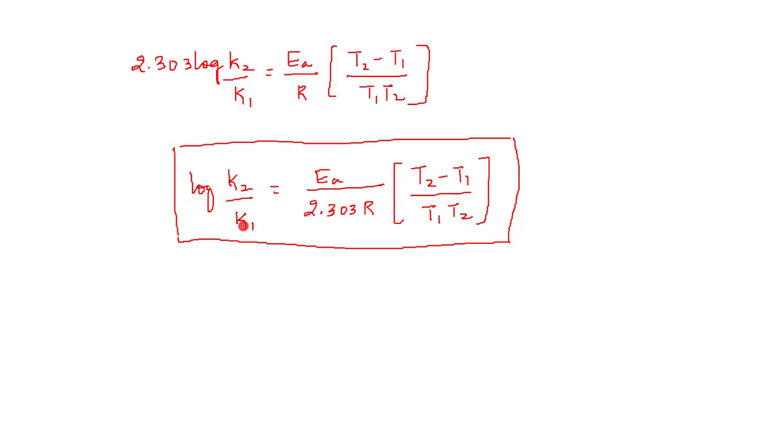So K2 and K1 are the rate constants at two different temperatures, T2 and T1. EA is the activation energy expressed in joule per mole or kilojoule per mole, and R is the gas constant where we take its value as 8.314 joule per Kelvin per mole, right?